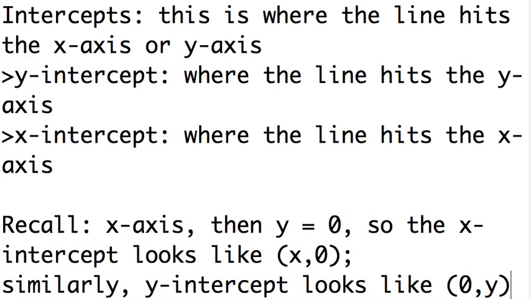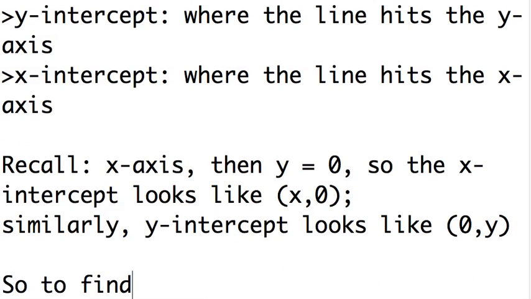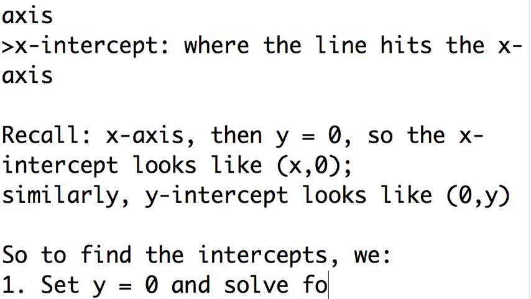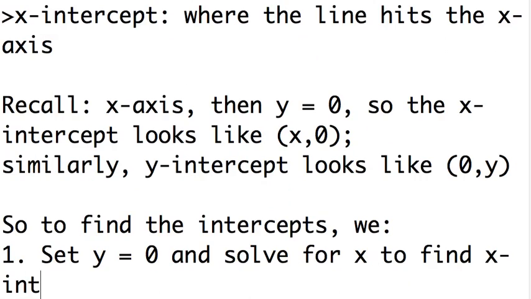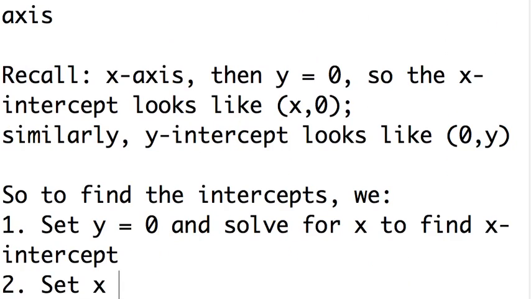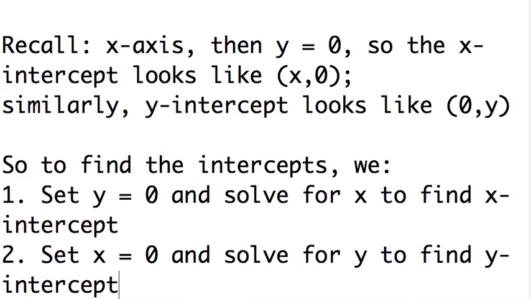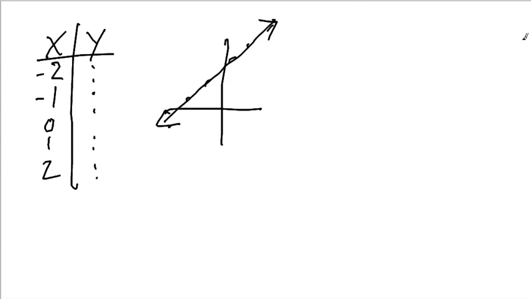So in fact, this gives us a way of finding these intercepts. So to find the intercepts, 1, we set y equal to 0 and solve for x to find the x-intercept, and 2, we set x equal to 0 and solve for y to find the y-intercept. Fantastic. Okay, so let's do an example of this.